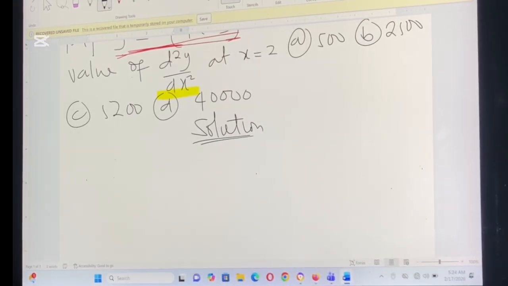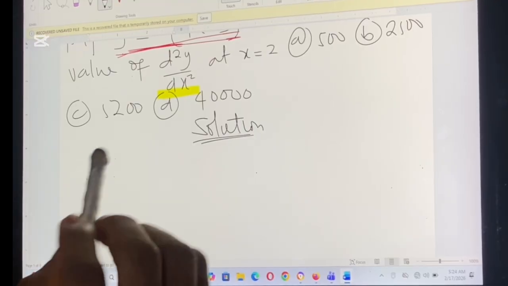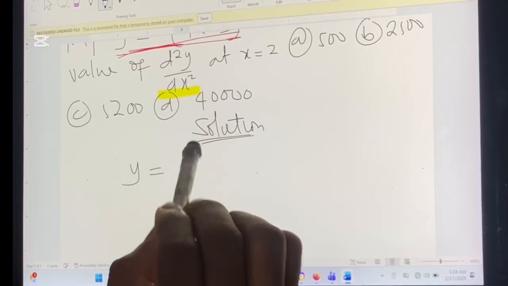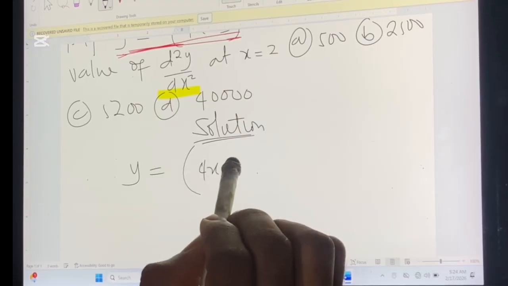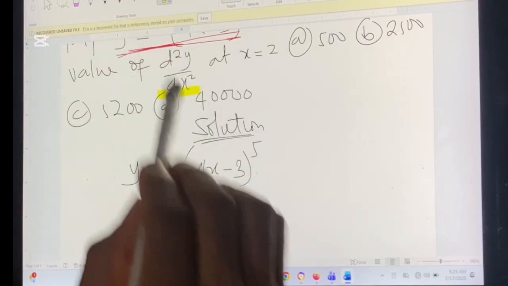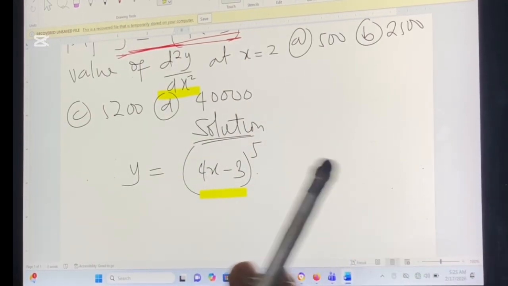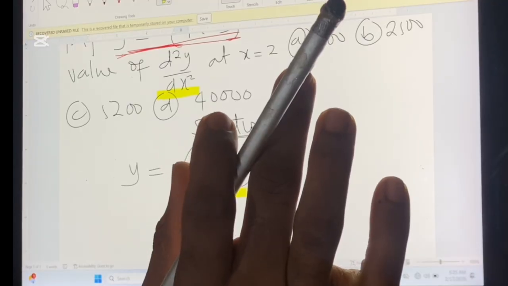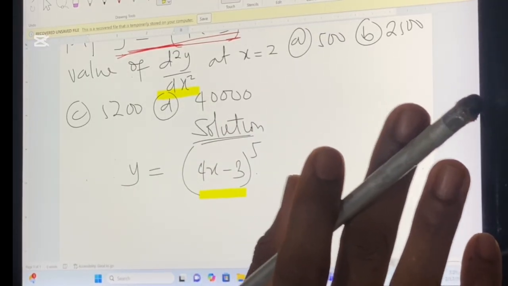All right, now to differentiate any equation, the first thing to do is to identify the function. Please listen to me carefully. So let's identify this function here. We are given the function, that is the equation here, y equals (4s − 3) raised to the power of 5. Now this function here is called a function of a function. But that's not a problem here. This is what you should understand here.